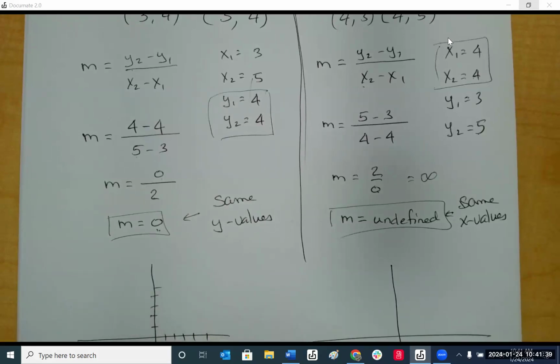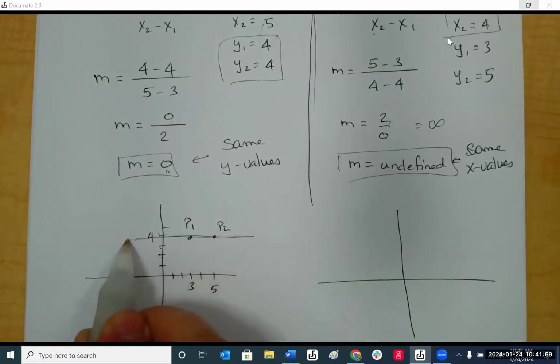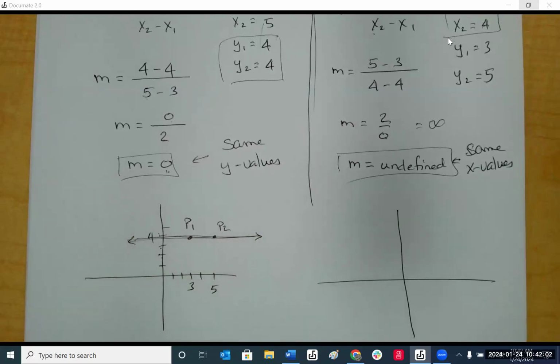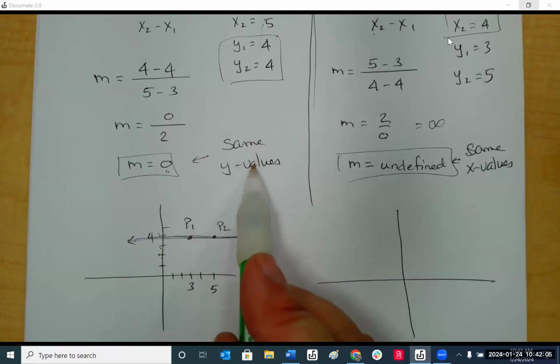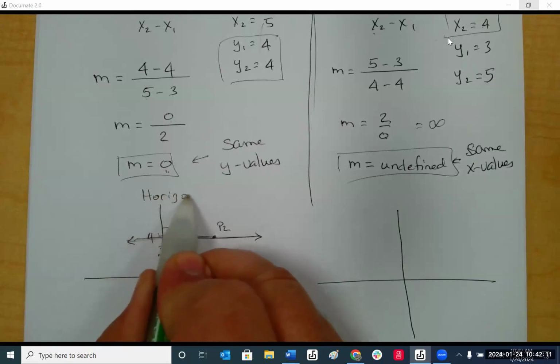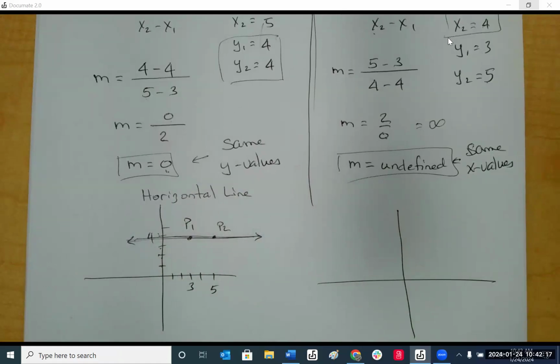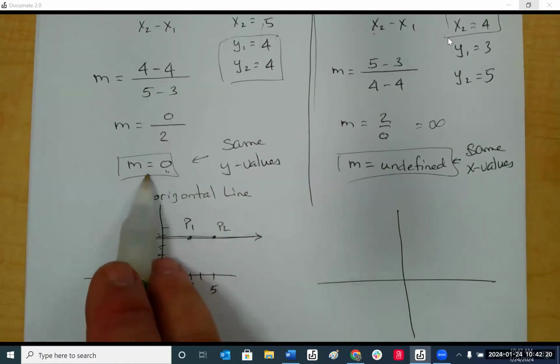So the first one was 3, 4. That's our first point, point 1. The second point was 5, 4. That's point 2. This graph is a horizontal line. If you have the same y values, or if your slope is 0, then it's a horizontal line. So a horizontal graph means your slope is 0.